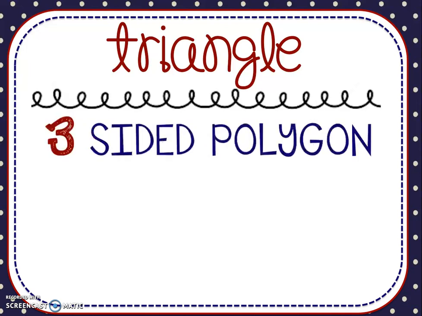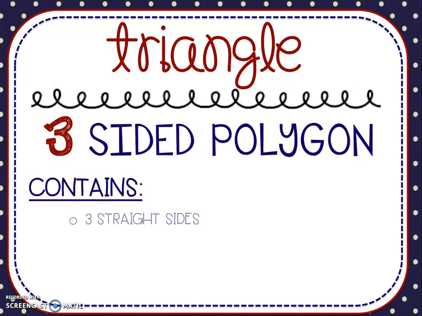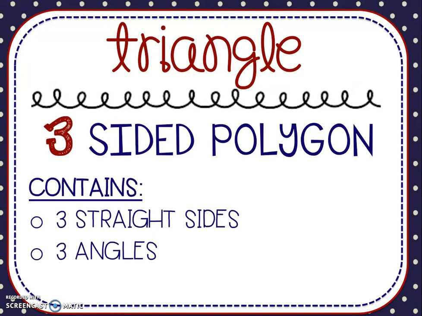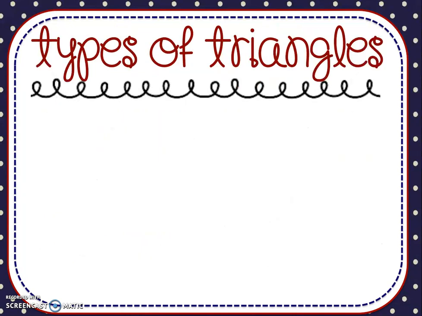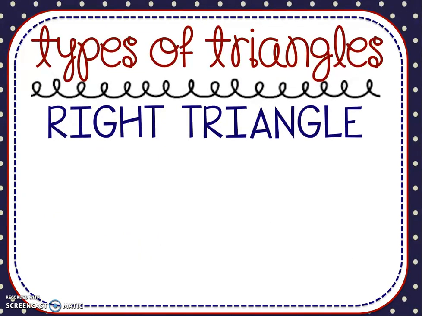So we know that a triangle is a three-sided polygon that has three straight sides and three angles. Like, we all know that. We can identify a triangle. It's got the three sides. Now, where it gets a little bit more difficult is where we have to classify those into different types of triangles. So just as a review, the first type of triangle we're going to talk about is the right triangle.